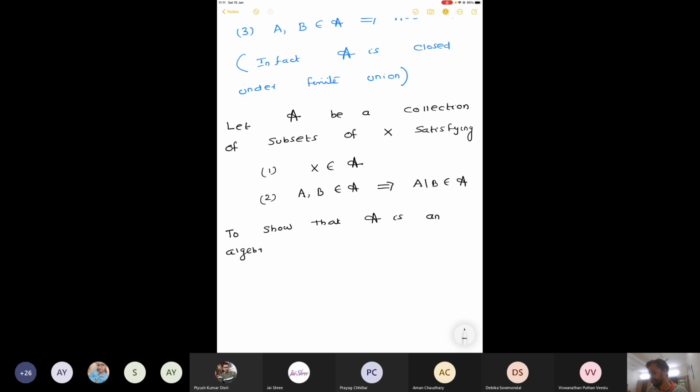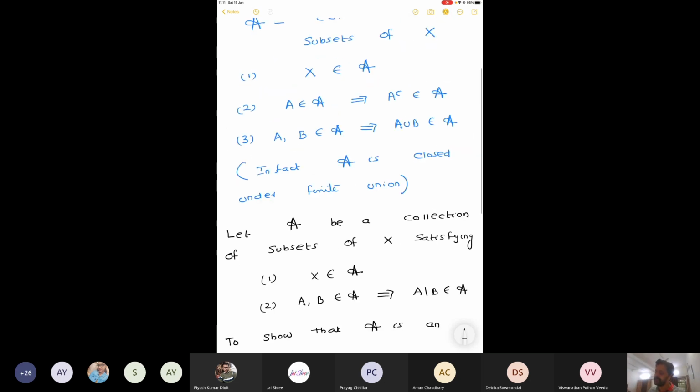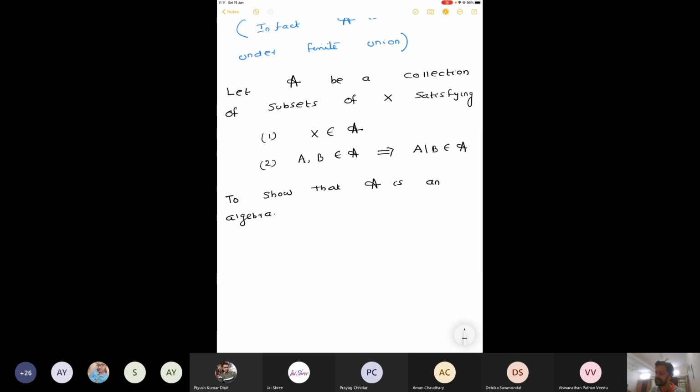This question is nothing connected with measure theory. It is just set theory. So to prove that it is an algebra, you have to prove these three conditions. First condition is explicitly given, X is an element of A. This is the given condition. And second, starting with A in A, I have to prove that A complement is in A.